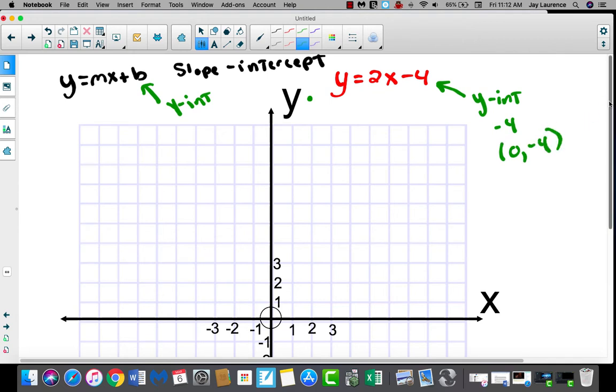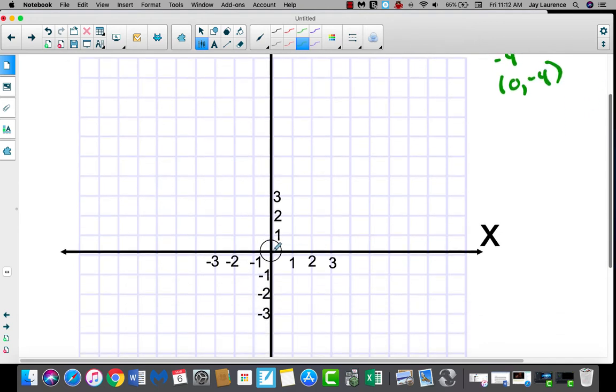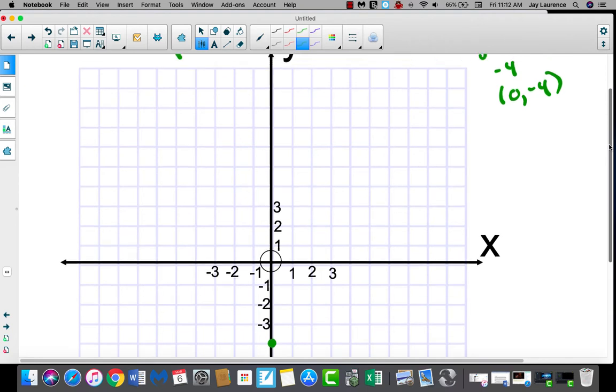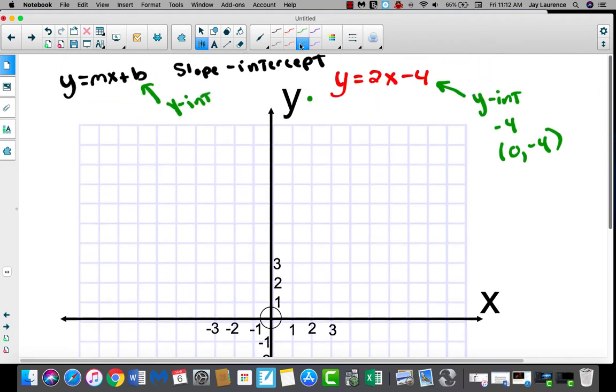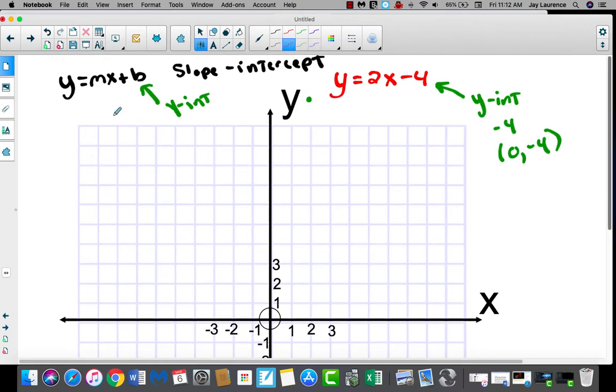So if I go down here to 0, negative 4, on the y-axis right there, there's a point that is guaranteed to be on this line. Now m stands for the slope, the movement. You'll probably remember me saying that in class. Okay, so my slope is 2. Well, usually for slope we like a fraction, like rise over run. So I'll put 2 over 1, right? There's my rise, and there's my run.